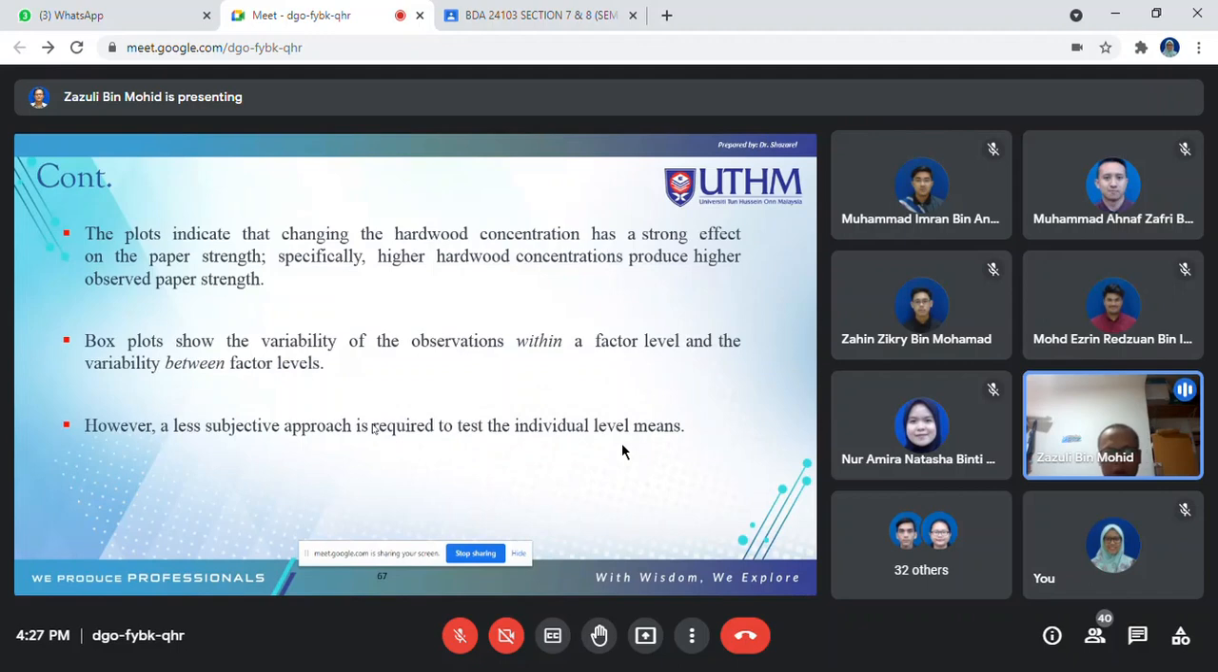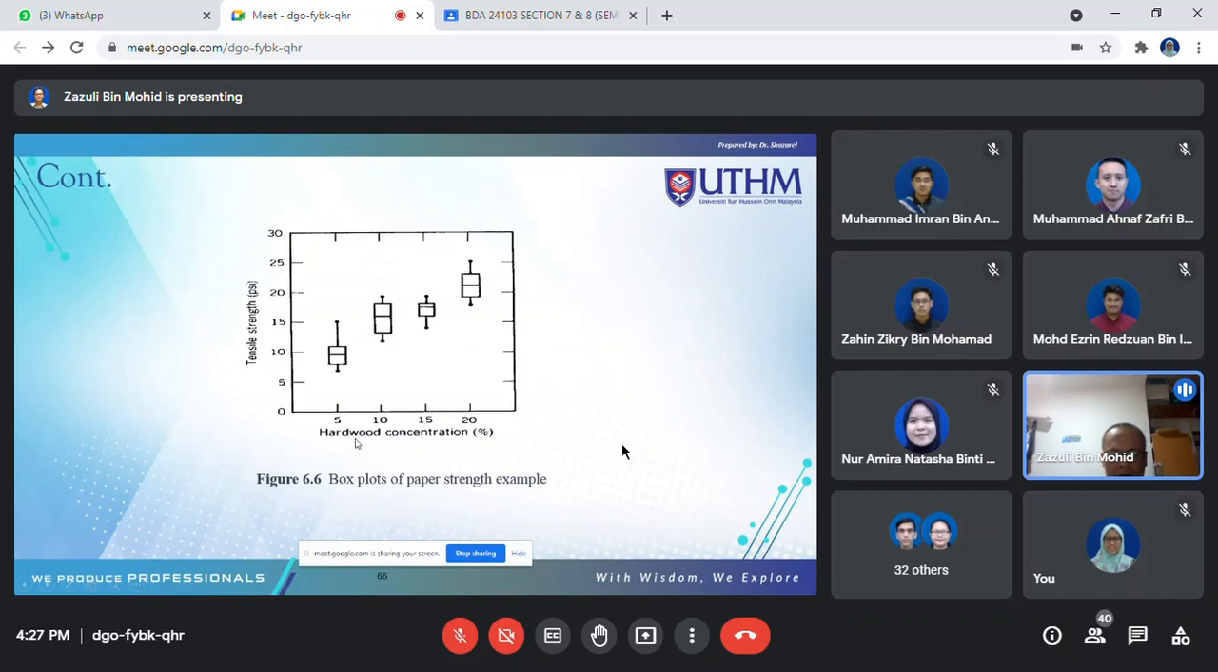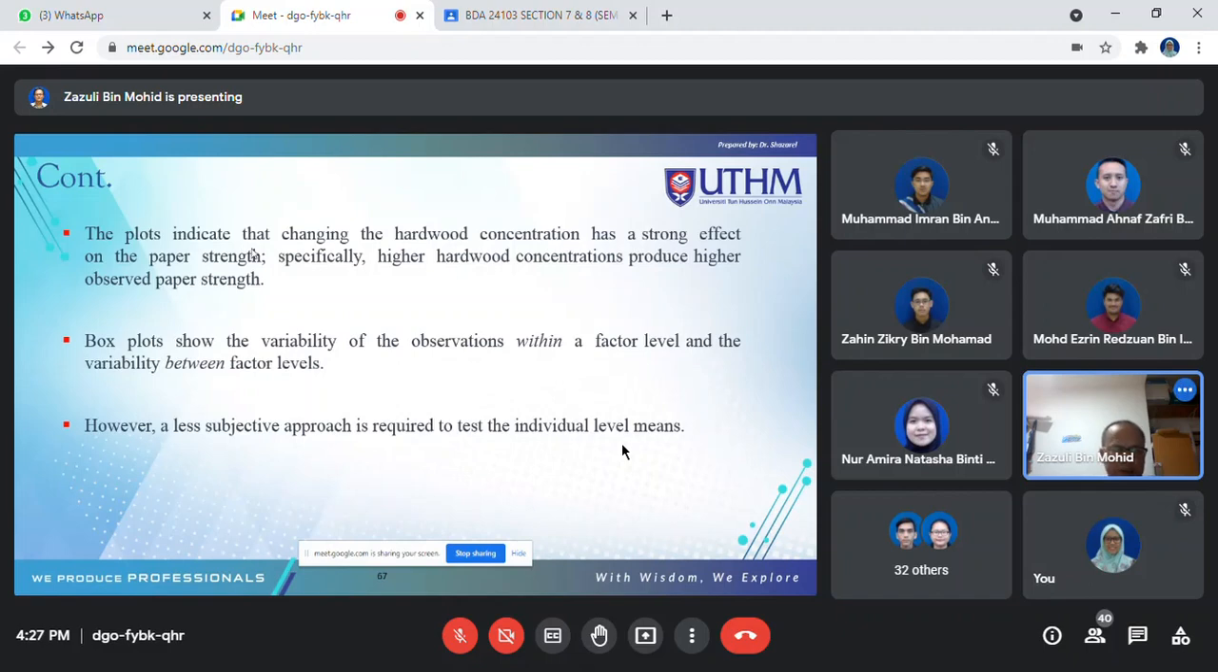In the box plot, the plot indicates the changing hardwood concentration. Hardwood concentration has a strong effect on the paper strength, especially higher hardwood concentration produces higher observed paper strength. So we can see that if we increase the hardwood concentration, the tensile strength also will increase. This is what we mean by the magnitude or the direction.